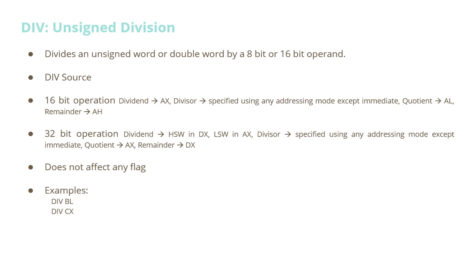The first example is DIV BL, which is a 16-bit operation. In this case, the dividend will be present in AX and the divisor is in the BL register. So after this instruction is executed, the quotient will be present in the AL register and the remainder will be in the AH register. Next is the example for a 32-bit operation, which is given as DIV CX, where the LSW of the dividend will be present in AX, the HSW will be in DX, and the divisor is in the CX register. So after execution of this instruction, the quotient will be in the AX register and the remainder will be in the DX register.